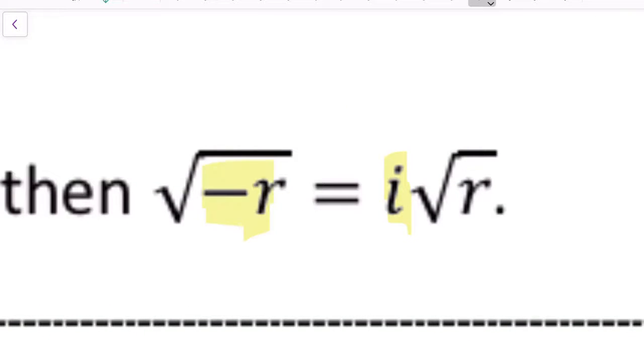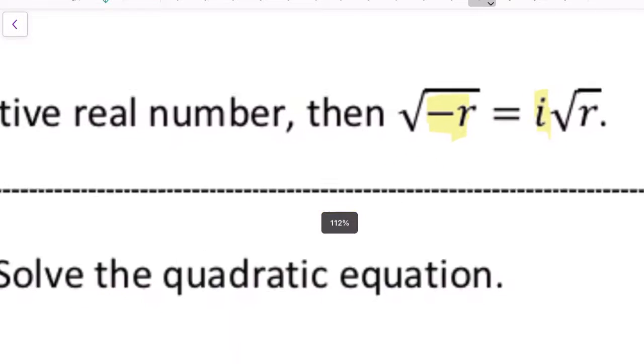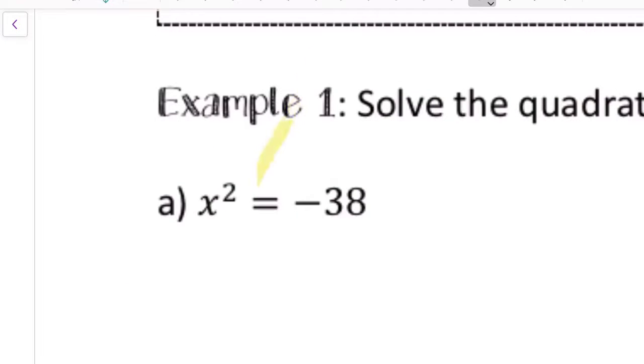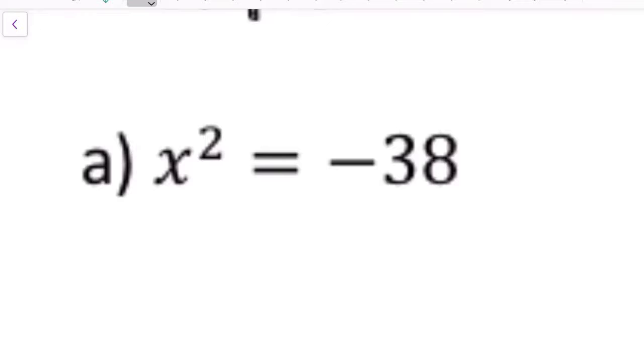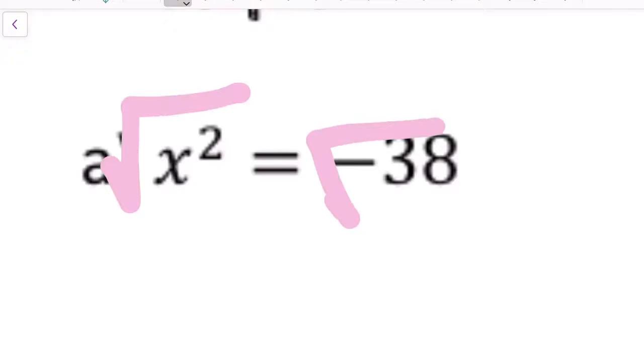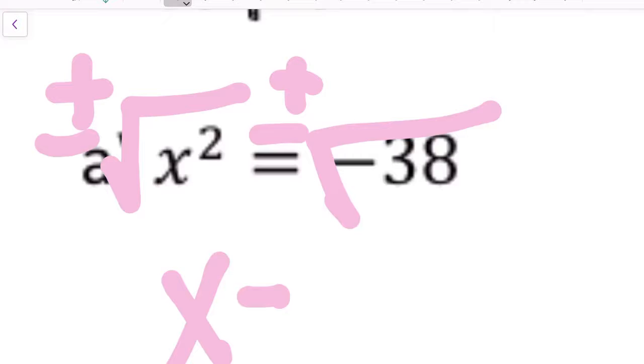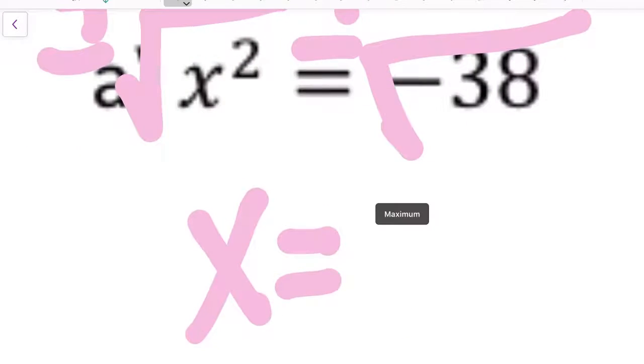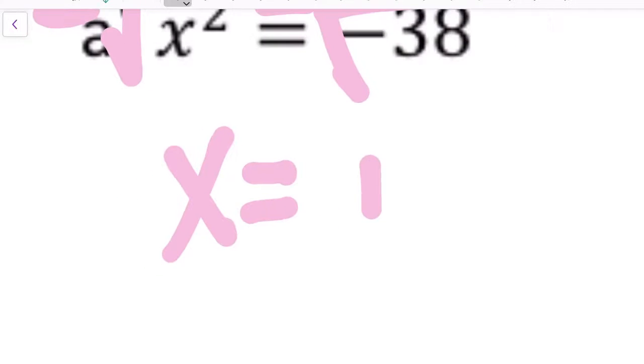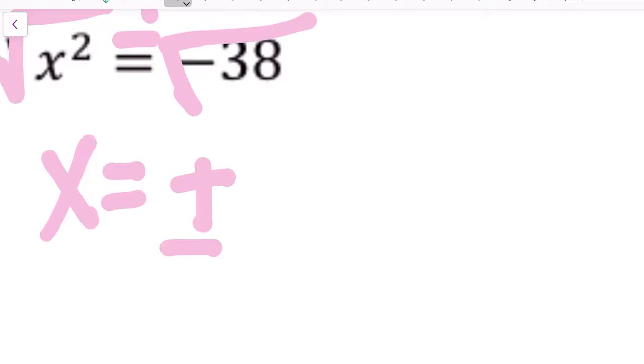So, for example, 1a, if we want to solve, what's the only thing we have to do to both sides? Square root both sides, and what do we remember when we take the square root? When we put in a square root, we need plus or minus. So we've got plus or minus the square root of negative 38.